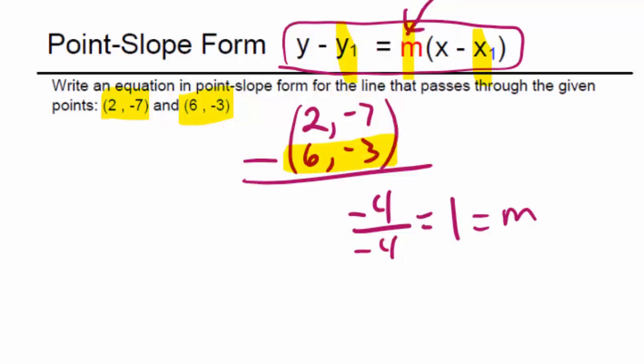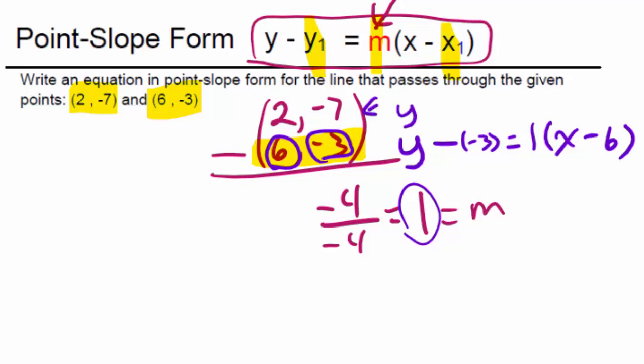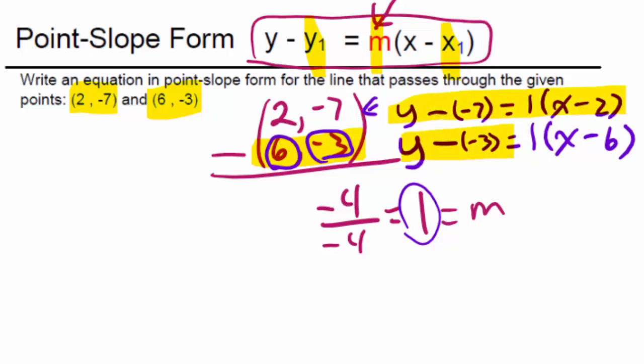But you could write it in either way. And actually, I'm going to write it both ways, with both points. So I'll write them right next to each other. So y minus, and the y value here is a negative 3, so minus negative 3 equals, the slope is 1, so 1 times x minus the x value, which is 6. And then I'm writing above this again using this point: y minus negative 7 is equal to 1 times x minus 2. And these two equations look different from each other, but if I were to simplify them into slope-intercept form, you'll see that they are exactly the same equation.